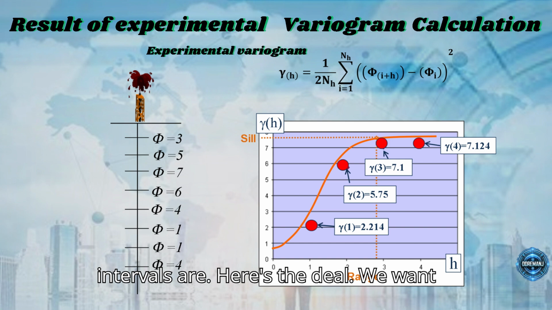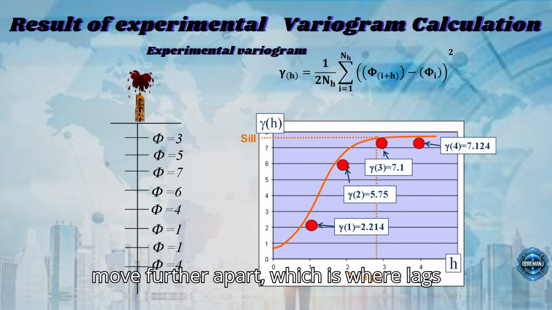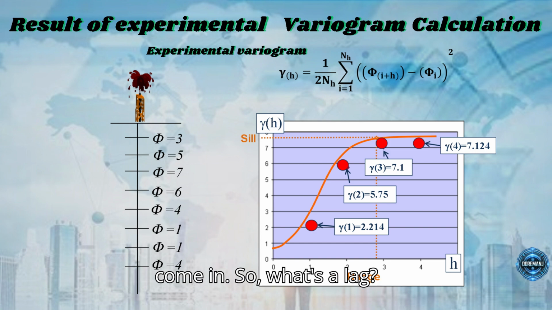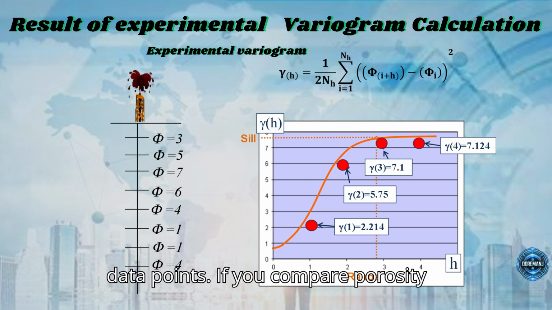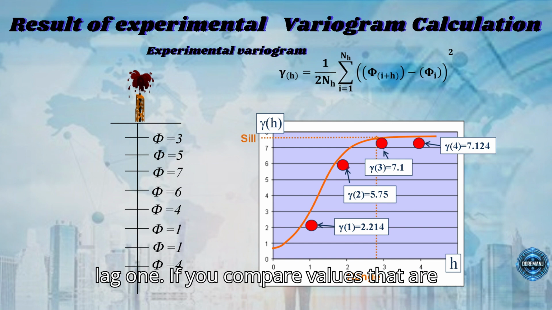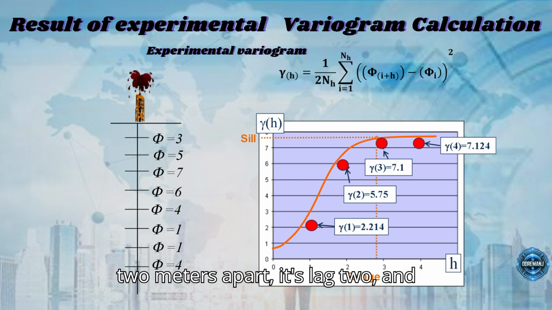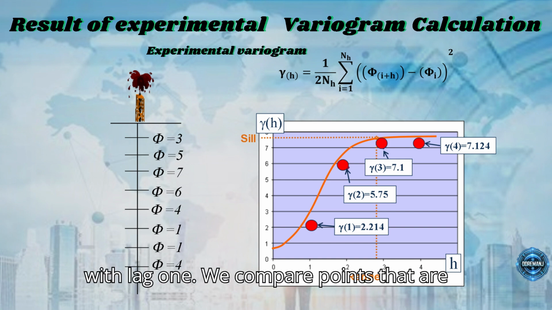Here's the deal. We want to know how these values change as we move further apart, which is where lags come in. So, what's a lag? Think of it as the distance between 2 data points. If you compare porosity values that are 1 meter apart, that's lag 1. If you compare values that are 2 meters apart, it's lag 2, and so on. Easy enough, right? Let's start with lag 1.